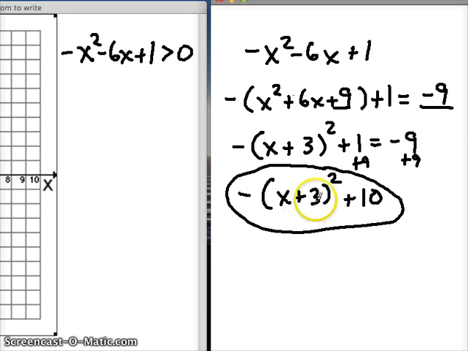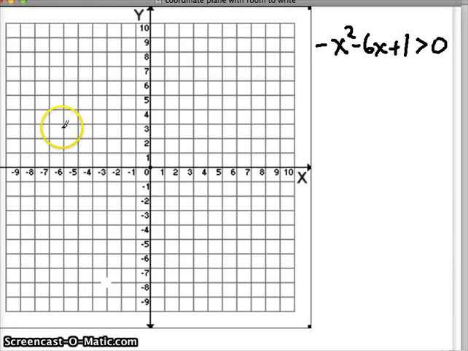Our vertex is going to be h and k. H is going to be negative 3. K is going to be positive 10. So there's our vertex at negative 3, 10. Negative 3, 10 is way up here. And I know it's going to be opening downward, so we're okay so far.